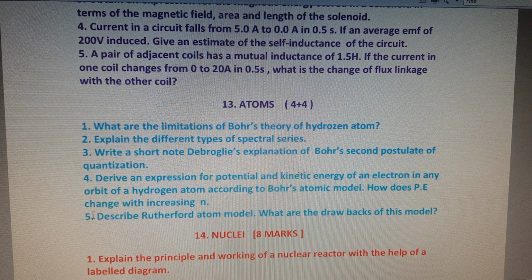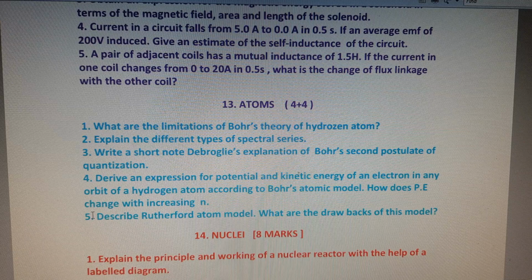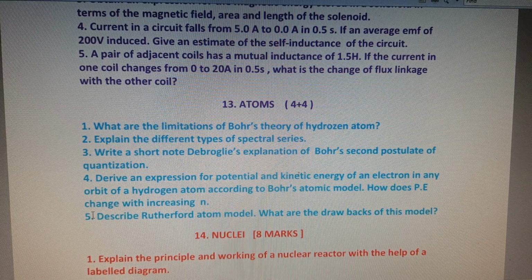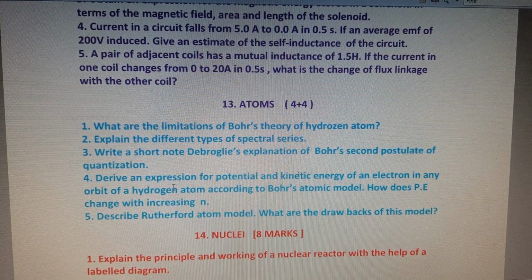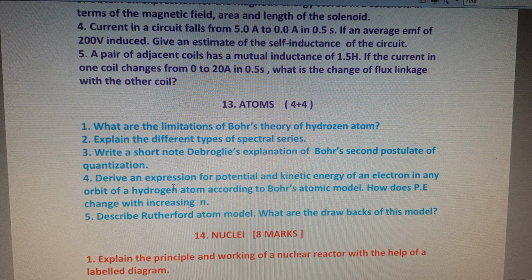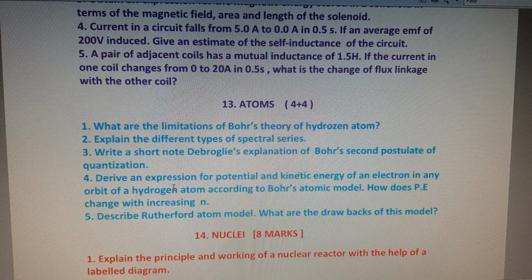So the first question is: what are the limitations of Bohr's theory of hydrogen atom? A repeated question, most important question. And second one: explain the different types of spectral series. This is also a repeated question. And third one: write a short note on de Broglie explanation of Bohr's second postulate of quantization. And fourth one: derive an expression for the potential energy as well as kinetic energy of the electron in orbit of hydrogen atom according to Bohr's atomic model. How does potential energy change with increasing n?